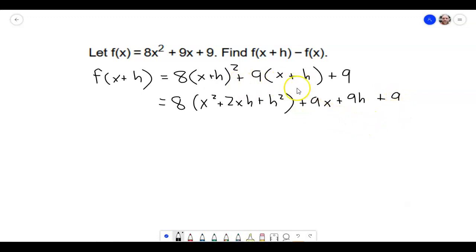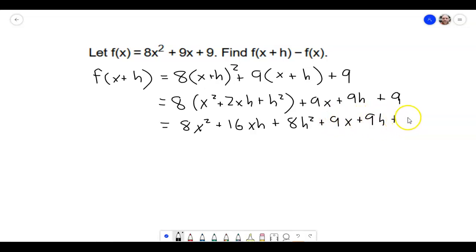And I can go ahead and distribute this 8 now. So this is going to be 8x squared plus 8 times 2, which is 16, 16xh plus 8h squared plus 9x plus 9h plus 9. That's pretty long. And now it says minus f of x. I don't need to do the same thing with f of x because really it's just the same as this.